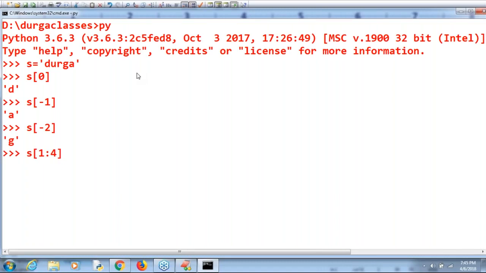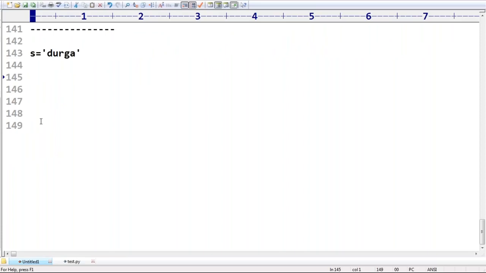S of 1 to 4. Remember that. 1 to 4 means from 1 to 3: we have to take from begin to end minus 1. Remember this one, sir. So S of begin index colon end index.